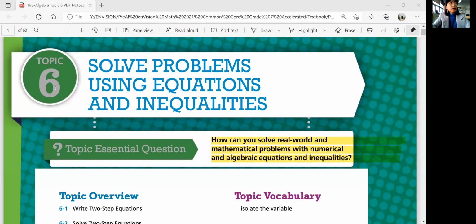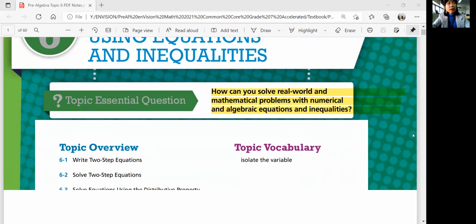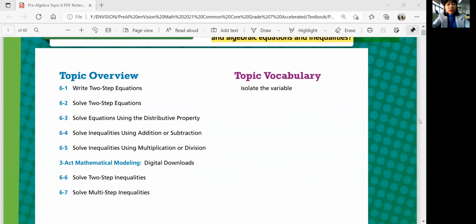Hi guys, this is pre-algebra topic 6. Solve problems using equations and inequalities. In this topic, we'll think about how you can solve real world and mathematical problems with numerical and algebraic equations and inequalities. In this topic, you have 7 lessons total, and it's all going to be about equations and inequalities.